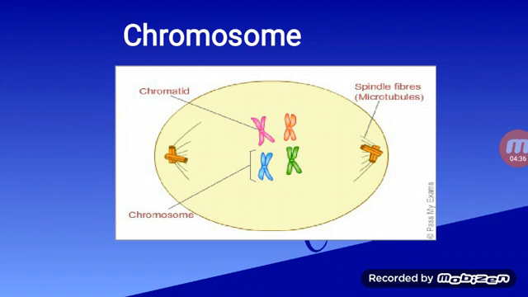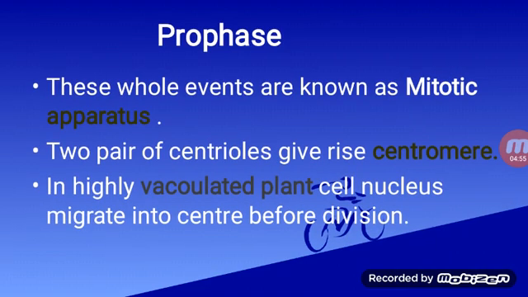You can see at both corners there are microtubules. Microtubules are proteins which are responsible for the formation of spindle fiber. Without the spindle fiber, the process of mitosis does not take place. These whole events are known as the mitotic apparatus. Two pairs of centrioles are present. But in a highly vacuolated plant cell, the nucleus migrates to the center before division.